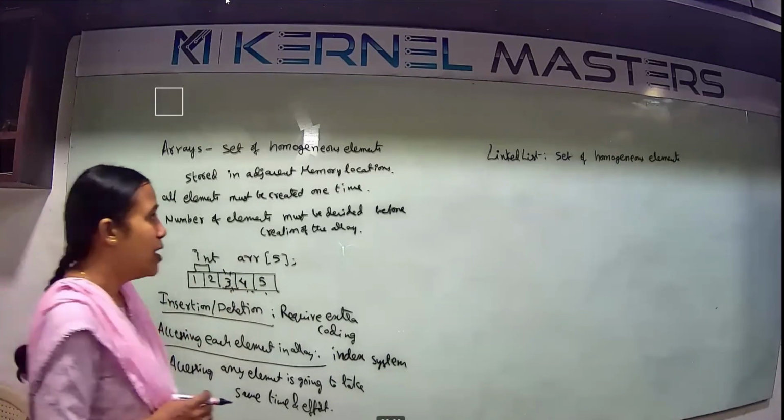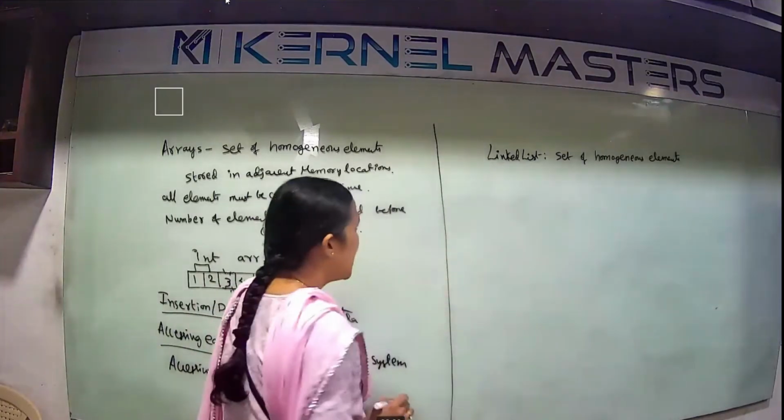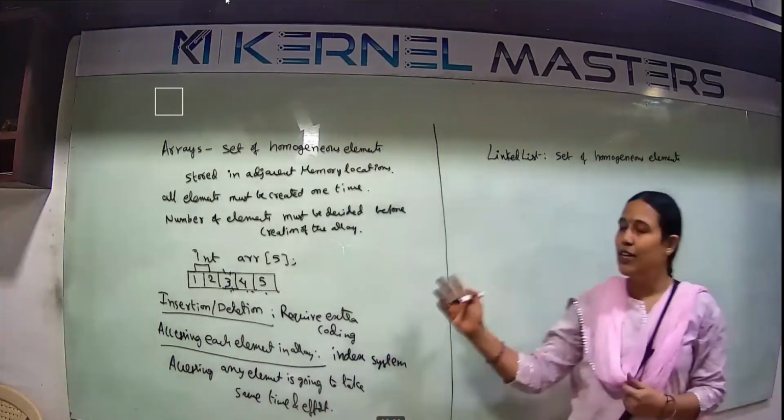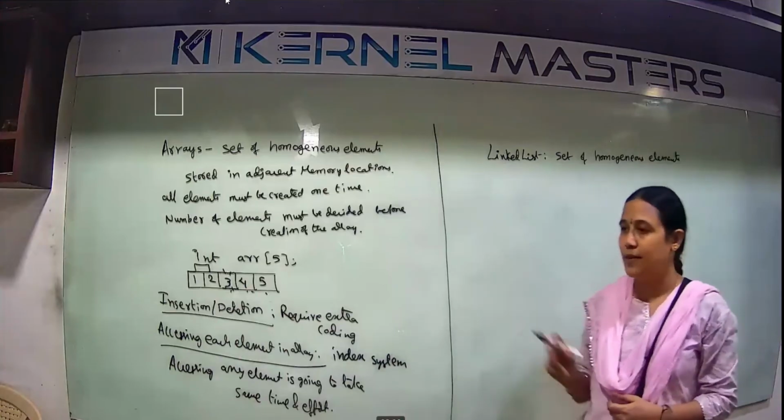Okay. Now coming to linked list. First of all, what is a linked list? List means set of homogeneous elements only. But it is different from the array kind of list. So what is different in linked list?